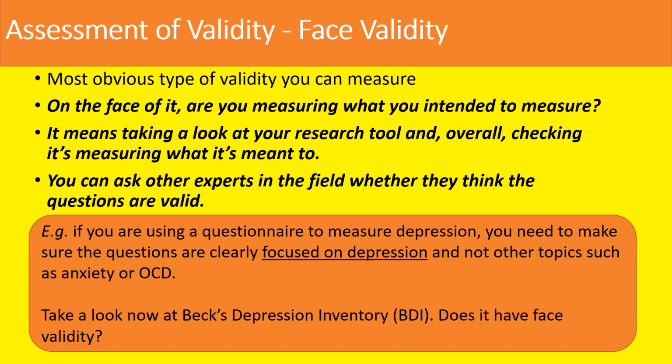So we're moving on to the assessment of validity. And first of all, we've got face validity, which is really obvious. It's the most obvious type of validity. And it's just by saying, on the face of it, are you really measuring what you intend to measure? So you look at your research tool and scrutinise it and check, is it really measuring what it's meant to measure? And it's often useful to ask other experts in the field, because they might have a more objective take on it.